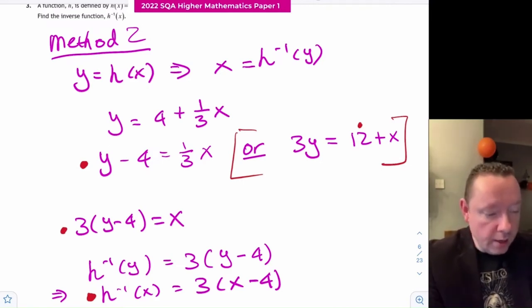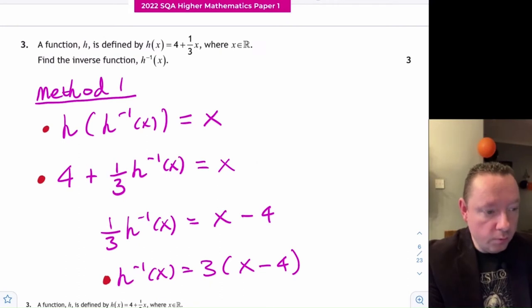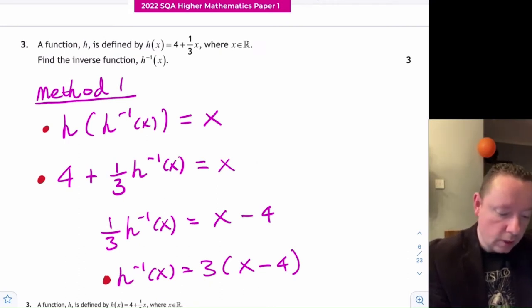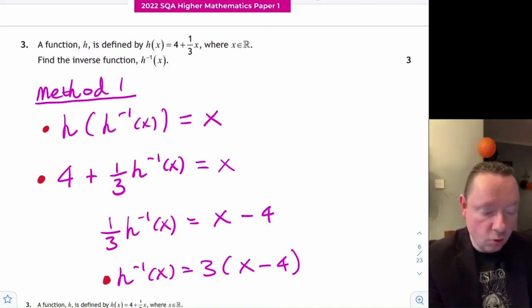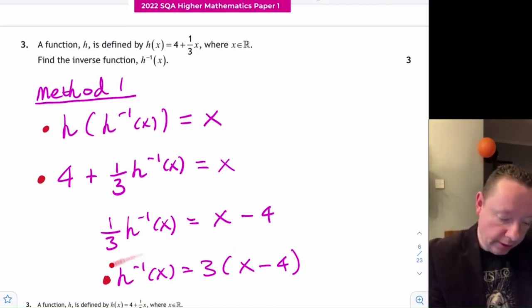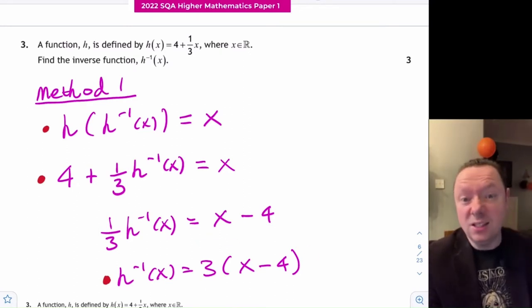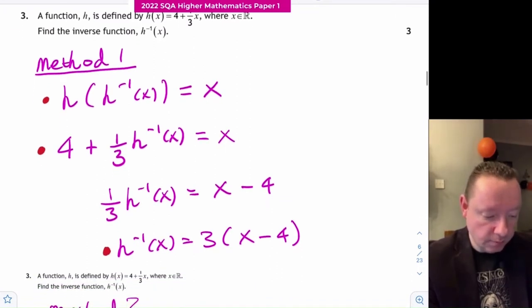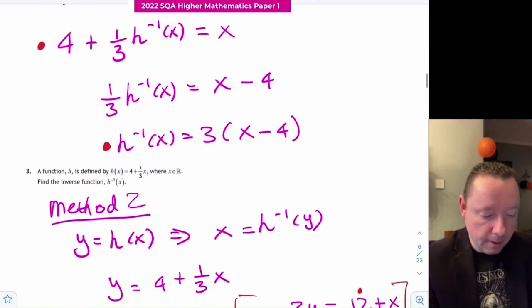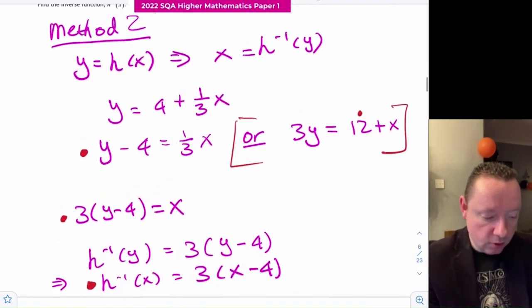For method 1, if you go 4 plus a third h inverse of x, so if you just jump straight to here, we would give you both marks. We'll be fine with that as well. And of course, again, if you just jump straight to here and just got the answer, we'll give you all three marks. So there's your allocations of marks for this question, method one and method two.